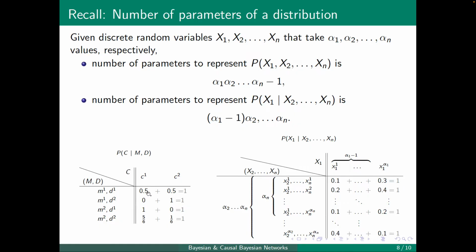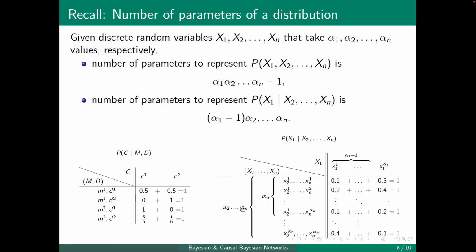For example, here it's 0.5, and then automatically the other one will be 1 minus that, because they should add up to 1. Okay? And so on. So for example, if M1 and D2, then this probability can be 0. Here it's 1, and they always add up to 1. So you can see that it's 4 times 1 here. So I need 4 different parameters. If I just indicate these 4, if I determine these 4, then these other 4 will be obtained automatically.